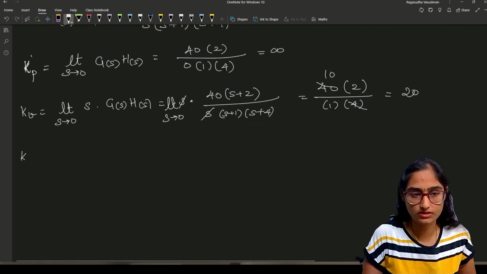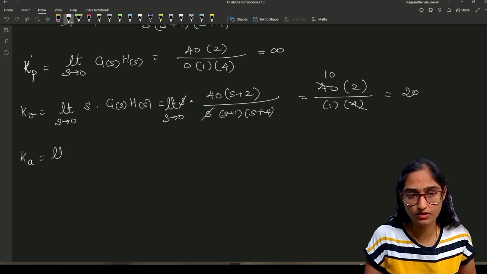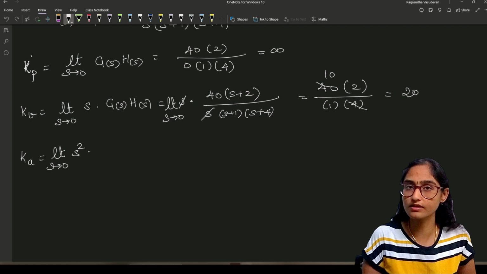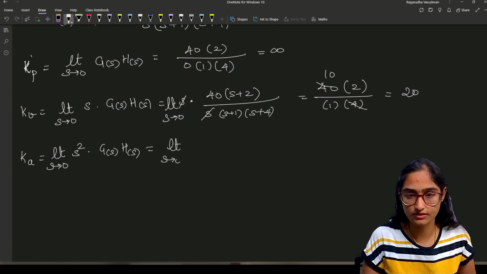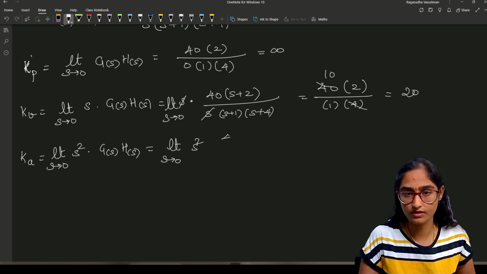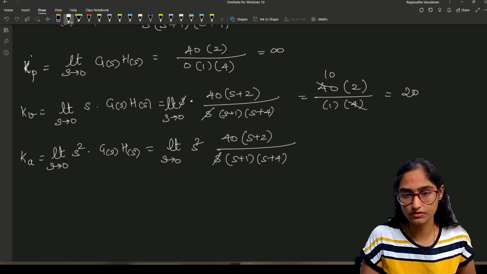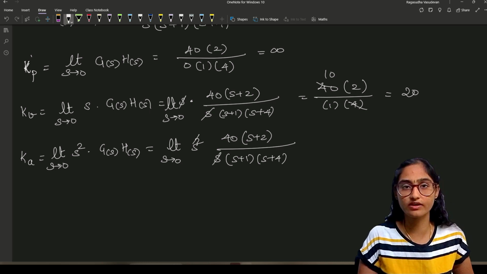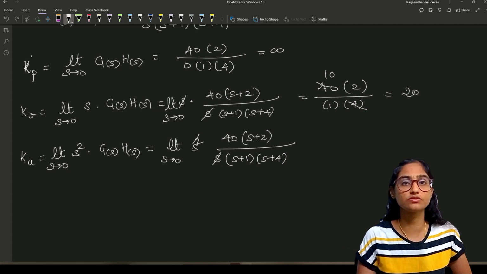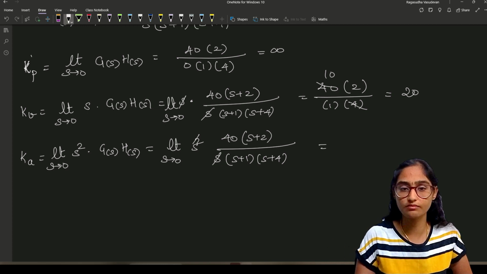What is the acceleration error constant? Just by looking, you should be able to say this is a type 1 system and you multiply that with s square. What will happen? So this is limit s tends to 0, s square into 40 into s plus 2 divided by s into s plus 1 into s plus 4. So this term will cancel and you are going to have an s term in the numerator. When s tends to 0, it is 0 into something. So ultimately Ka is 0.